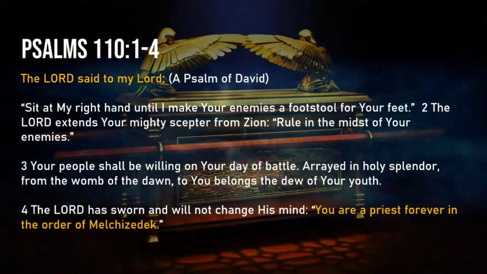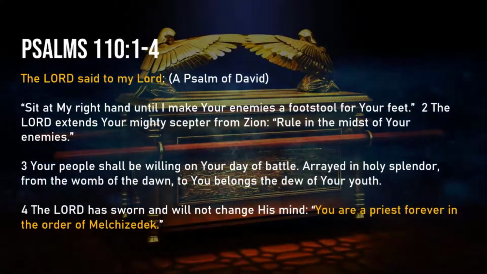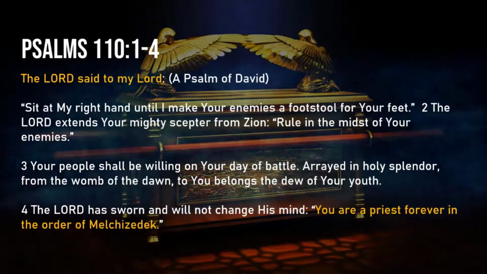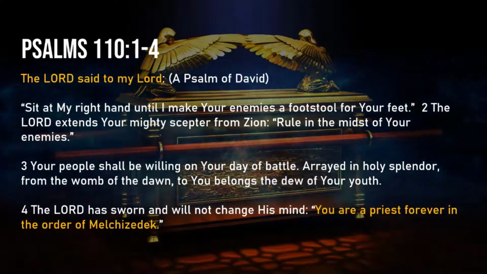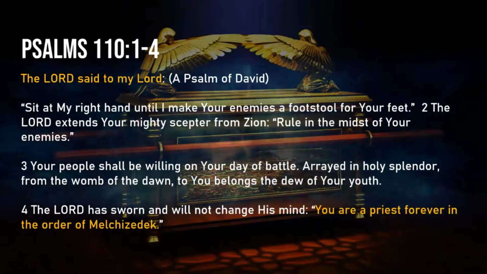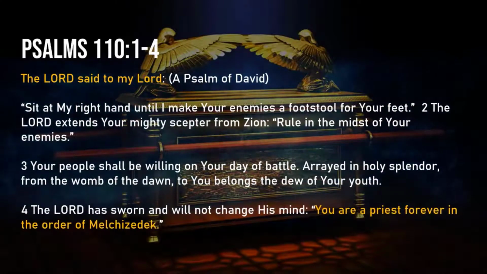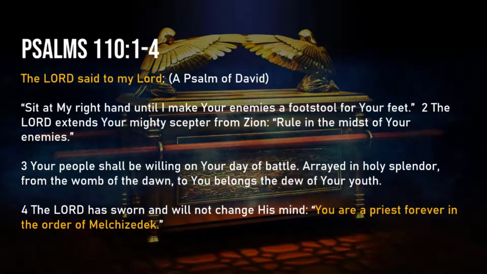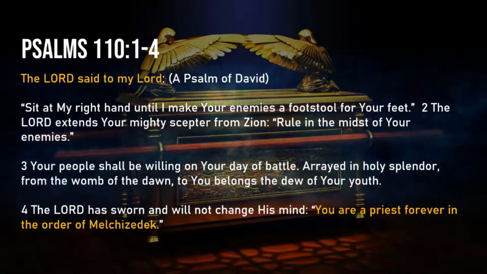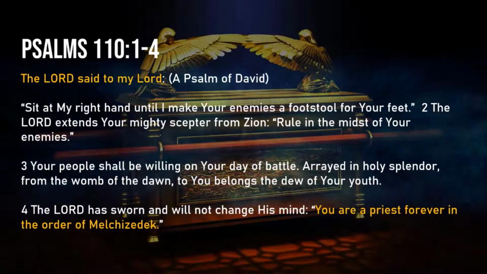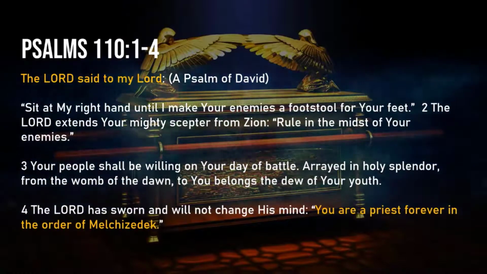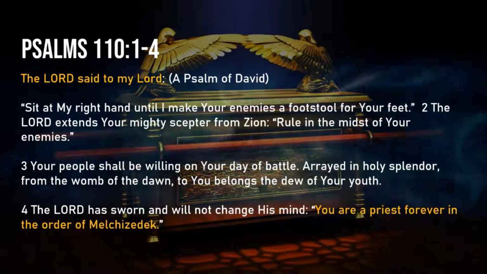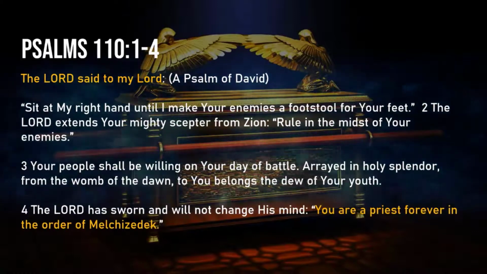In Psalms 110, 1-4, it's the only other place in the Bible you'll find the word Melchizedek. It says, "The Lord said to my Lord," so this is a psalm of David, "Sit at my right hand until I make your enemies a footstool for your feet. The Lord extends your mighty scepter from Zion. Rule in the midst of your enemies. Your people will be willing on your day of battle, arrayed in holy splendor.